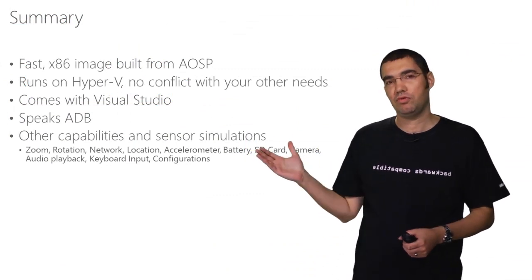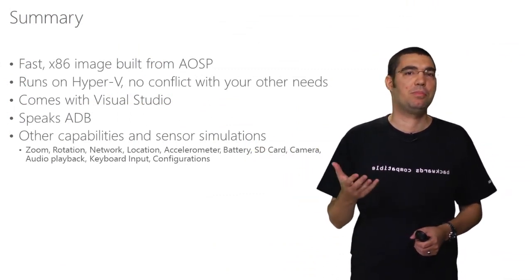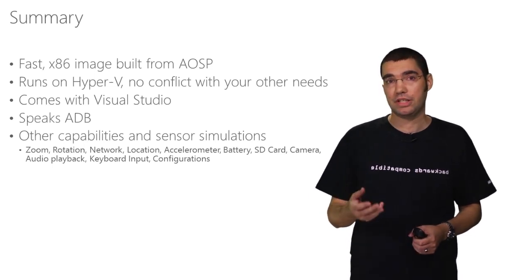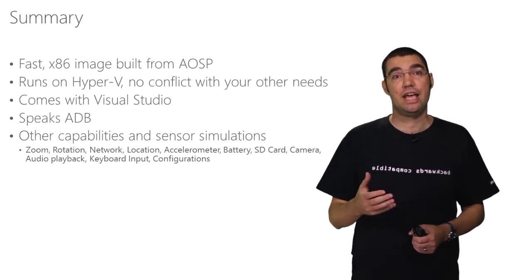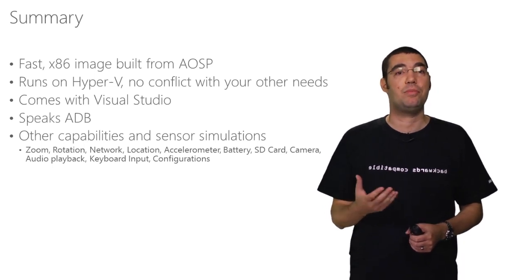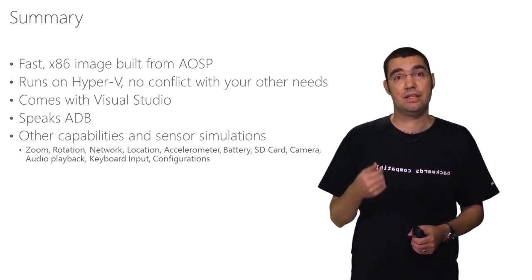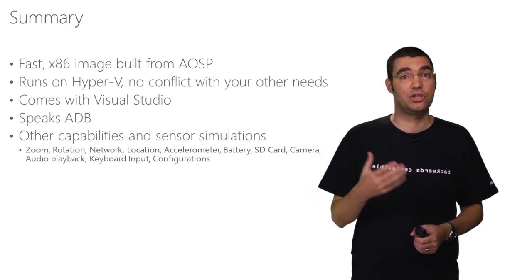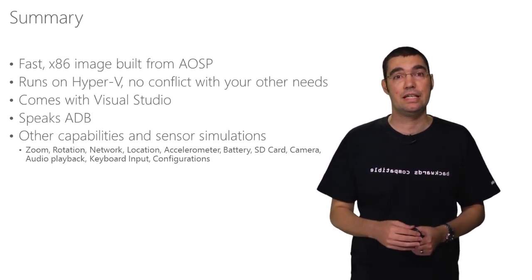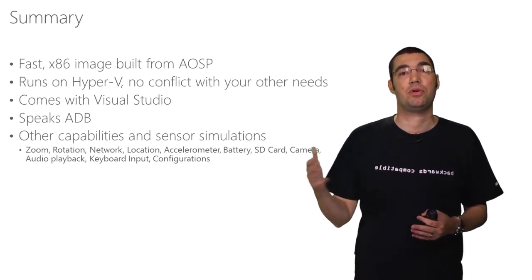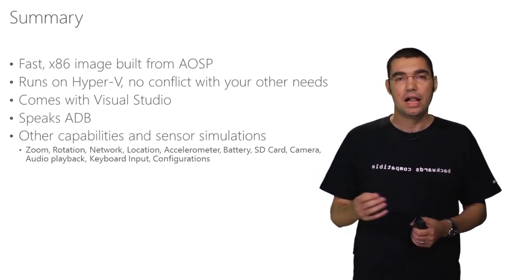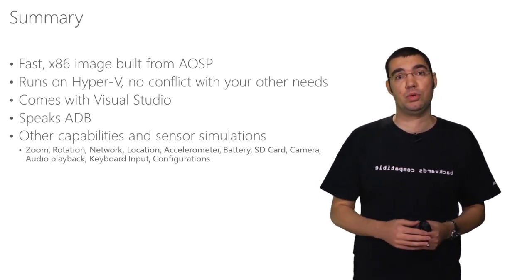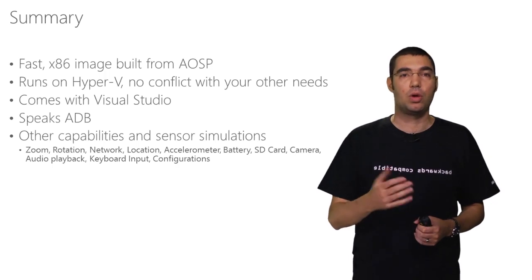So in summary, as you can read on the last bullet, those are some of the capabilities and sensor simulations that I've shown you earlier in the demo. But if you're going to take 3 things away from this, you should take that we are announcing a Visual Studio emulator for Android that is fast, building an x86 image from the Android open source project. It runs on Hyper-V and does not conflict with your other Hyper-V needs. And it comes with Visual Studio, so there's no separate acquisition step required. I'll give you a 4th one, which is that it speaks the ADB protocol, which means that if you do want to use our emulator from a different IDE, you're welcome to do so.